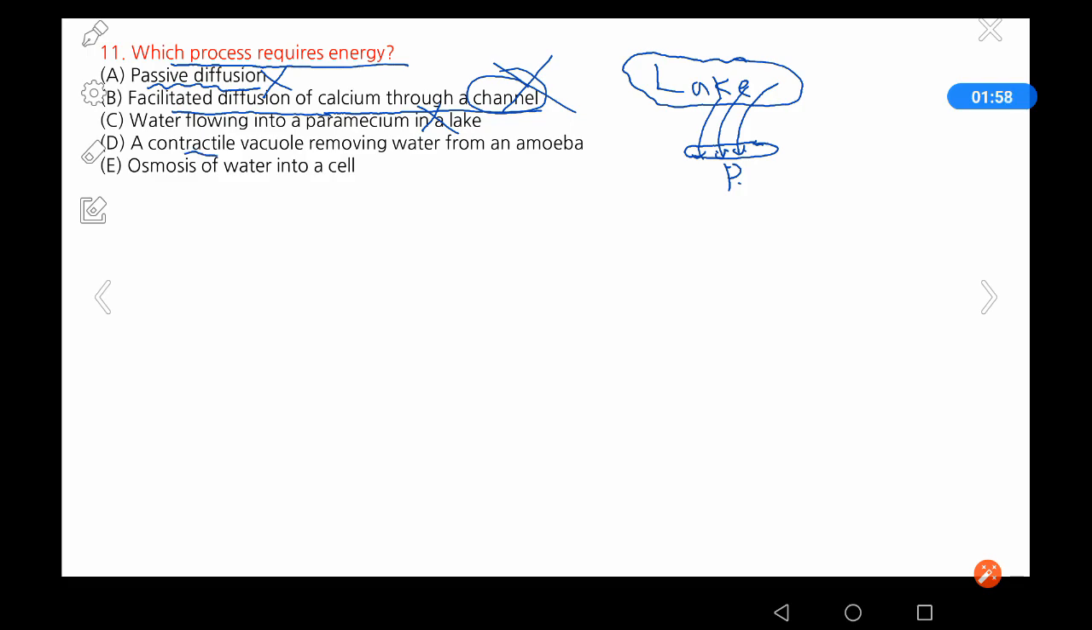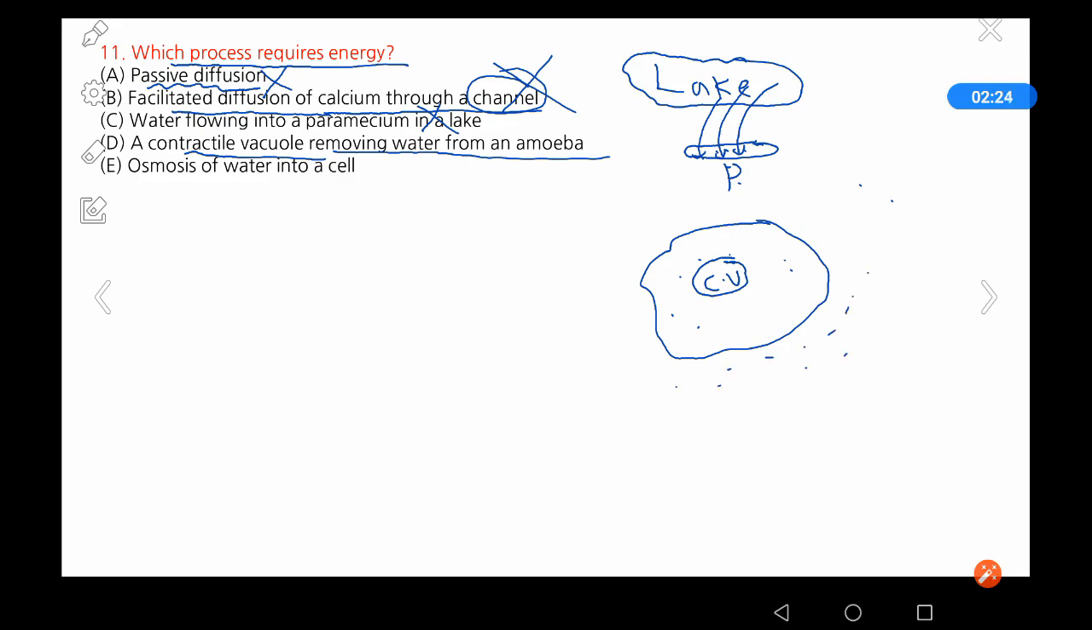We have a contractile vacuole. It's one of the vacuoles that contract for removing water from an amoeba. So guys, we have an amoeba that contains a contractile vacuole. In order to remove water, you know that inside the cell there is a low amount of water when compared with the outside. So in order to remove water from low concentration to high concentration, it needs energy. So this process requires energy.